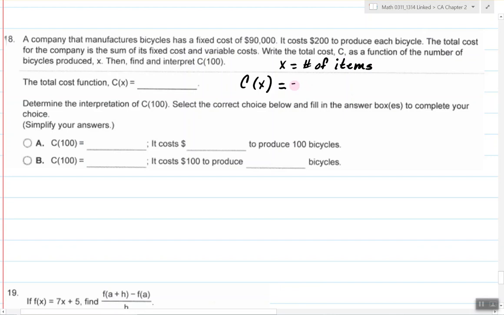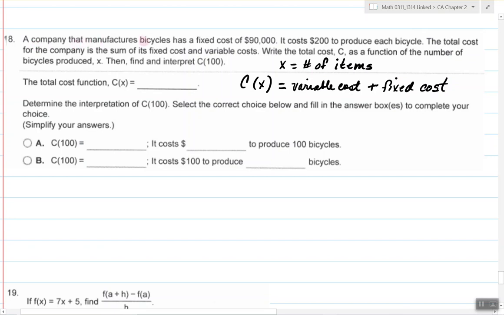So it is the variable cost plus fixed cost. Okay, now variable means it varies. It varies depending on how many of these items you actually produce. All right, let's go up and read this.